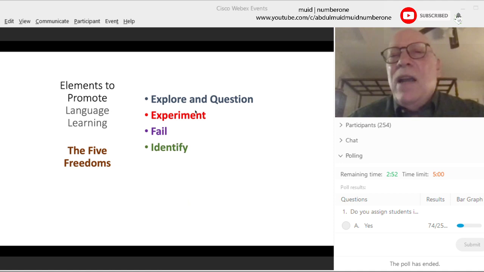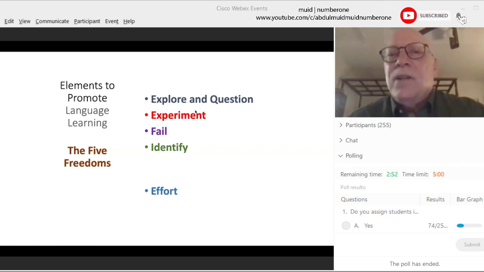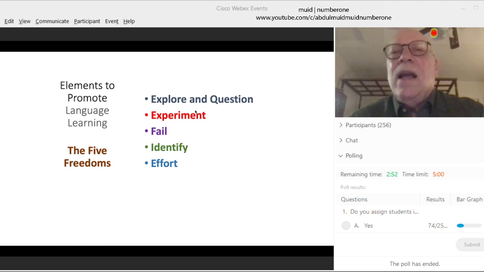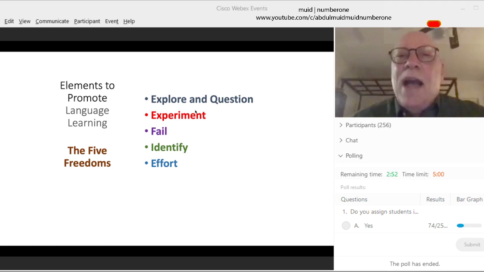And eventually, also, you'll start using this language to identify yourself. You can use it to tell who you are, what you are thinking, what you are feeling. And when you begin to identify with the language, it starts to become part of you. And then you know you're really learning English. And therefore, you're going to start really putting in the effort to keep trying and trying and trying. So these are the 5 freedoms of language. You have to give all of these freedoms to your students.